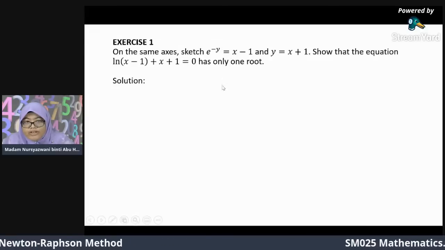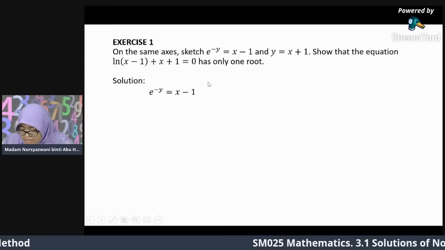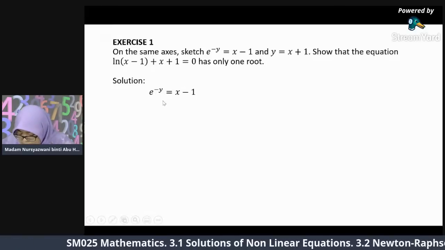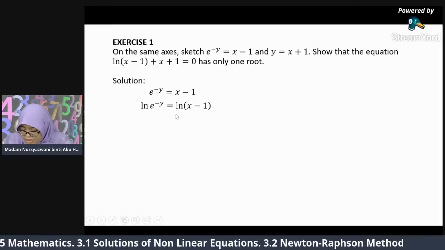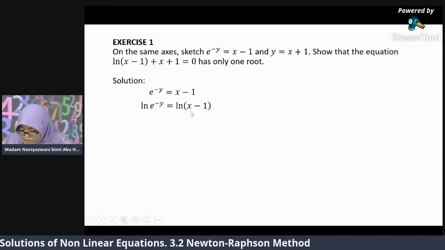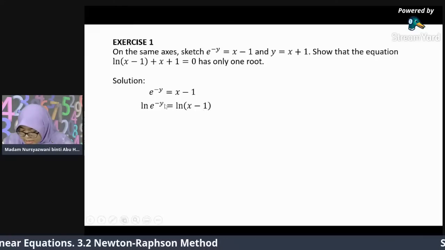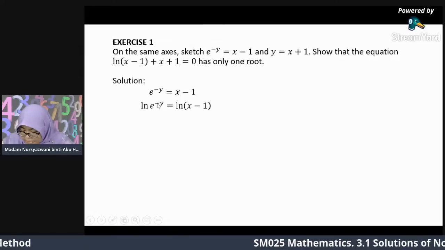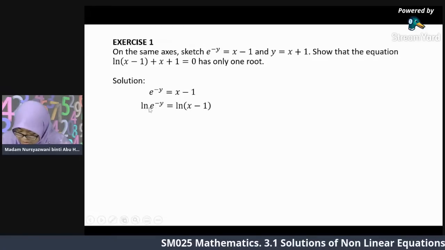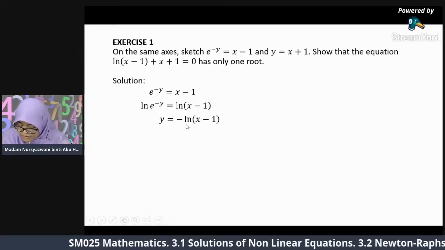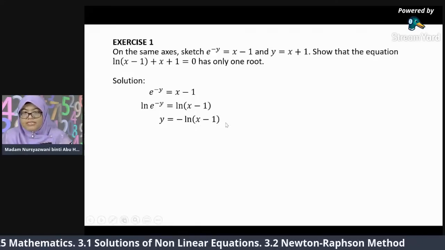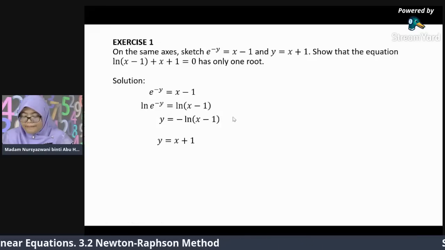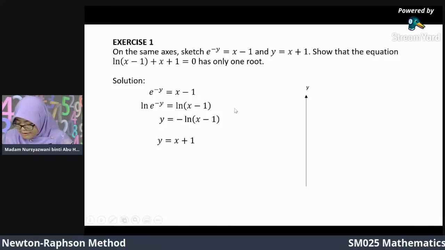Sebab e to the power of negative y, so kita nak bawa y tu turun ke bawah. So we ln both sides and we get ln e to the power of negative y equal to ln(x minus 1). So we apply log law. So we get y equal to negative ln(x minus 1). Okay, another equation is y equal to x plus 1. So we sketch the graph.